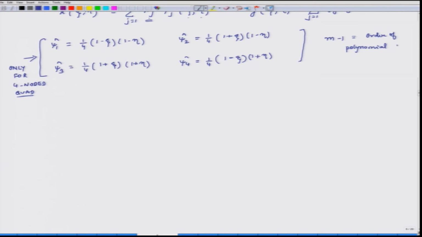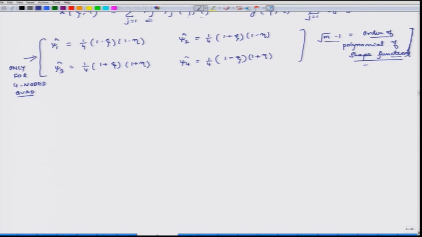So, what is m? In case of one dimensional elements, we had said that m minus 1 is the order of polynomial of the shape function. In this case, it is square root of m minus 1. That is the order of polynomial of the shape function.